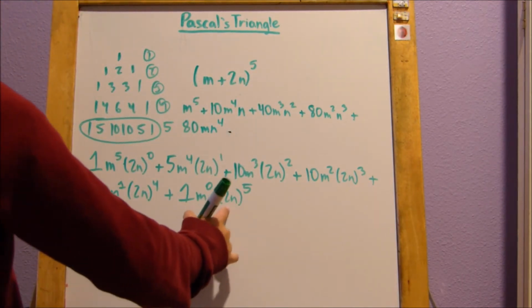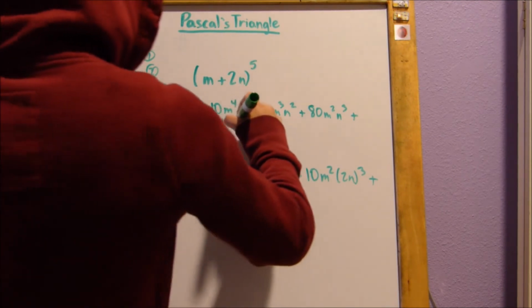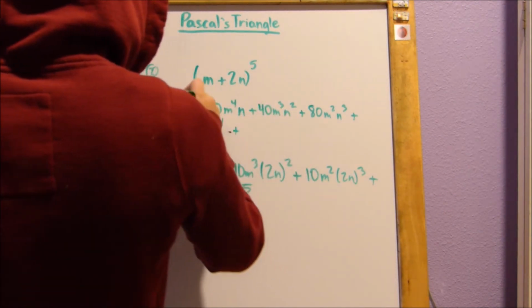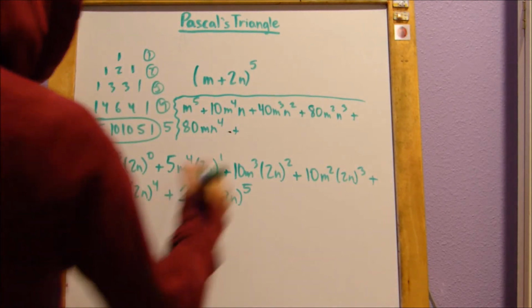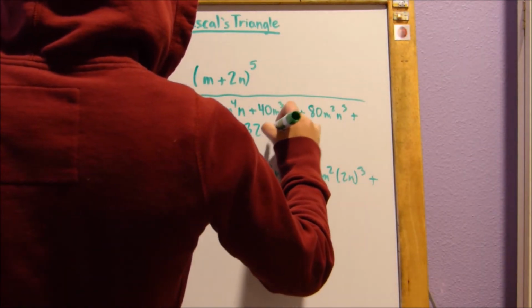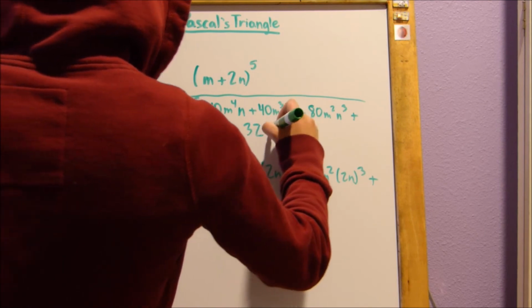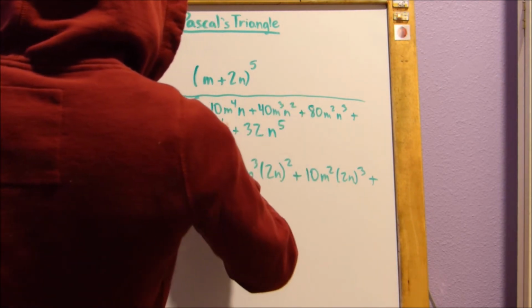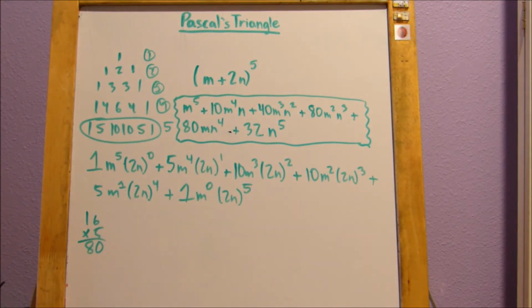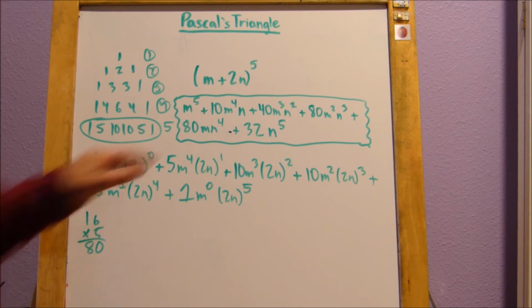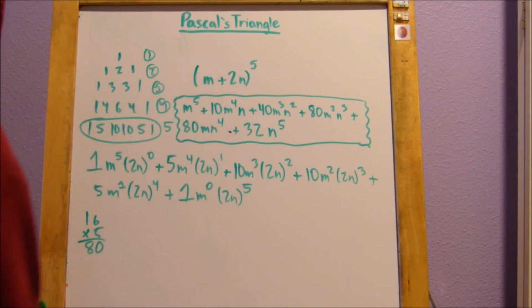And then we have 2 to the 5th, that's 32, plus, wanted to separate it from here, plus 32, m to the 0 is 1, times n to the 5th. And that is our answer. And that's how you solve Pascal's triangle when you have one term that's a variable and it has a coefficient in front of it.